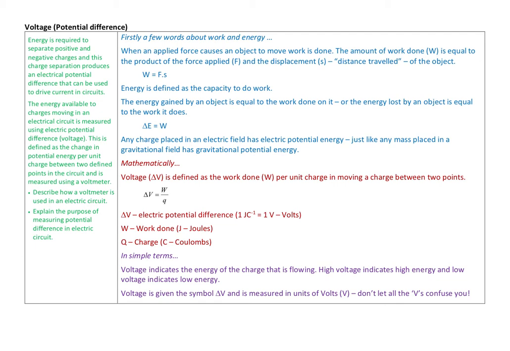So mathematically, voltage, which we give the symbol delta V, is defined as the work done per unit charge in moving between 2 points. That's in an electric circuit. So voltage equals the work done divided by the charge. Voltage is, I think I said this before, measured in volts. Work done is the same as energy. It's measured in joules. And Q, which we learnt about in the last episode, is charge measured in coulombs.